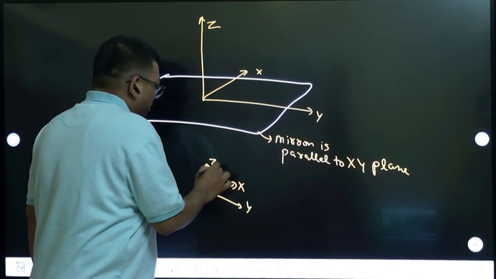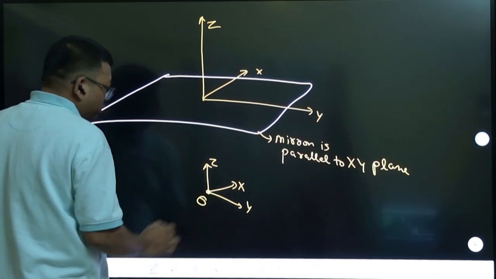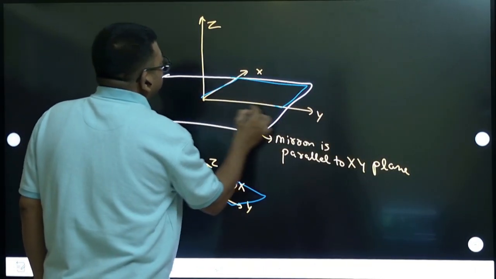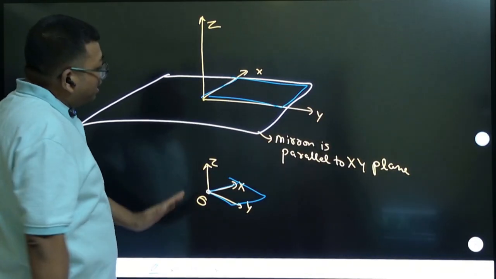The xyz origin may be like this, but what does xy parallel mean? Parallel means this xy plane is parallel to this plane, right? That's what it is. These two planes are parallel, correct? Okay, so what does parallel mean?